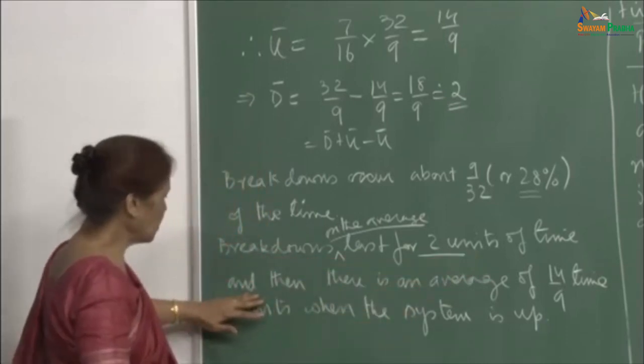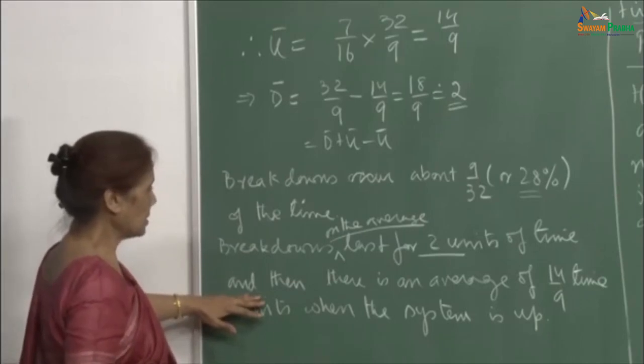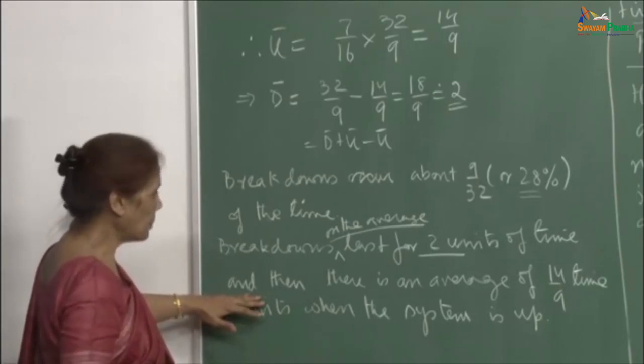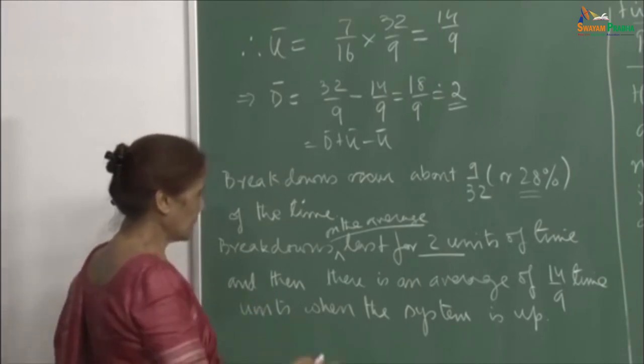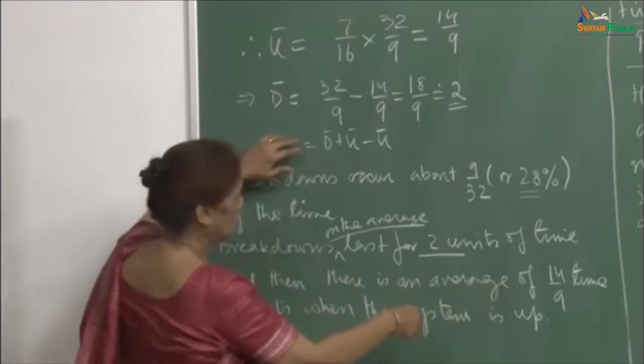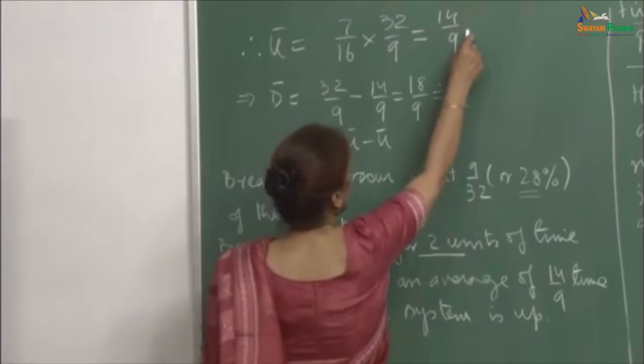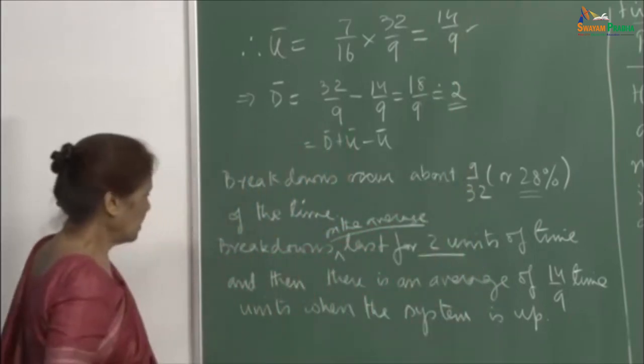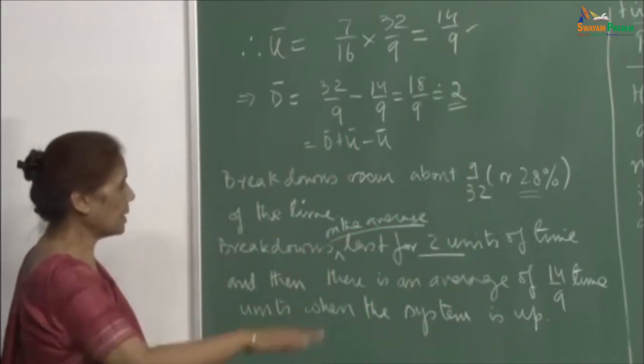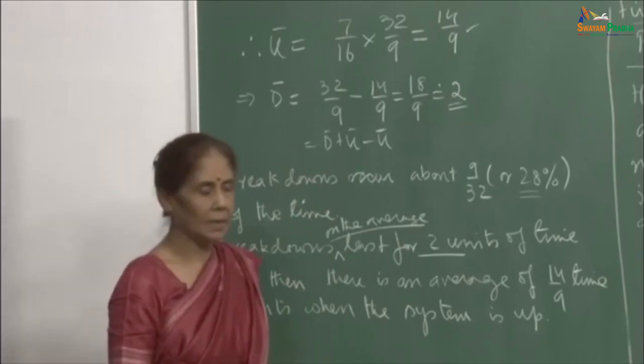And then the third question was the average amount of time for which it is up when it is up. So, the average amount of time is 14/9. So, 14/9 it is up when the system is up. So, it will remain up for 14/9 units of time.